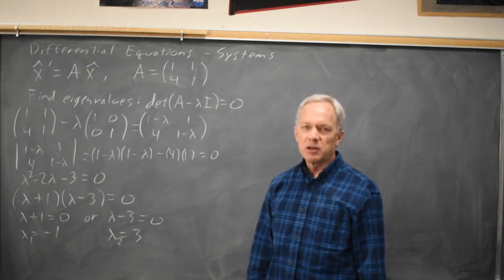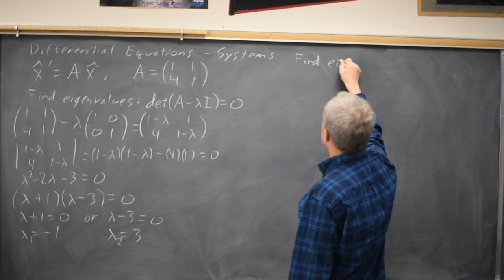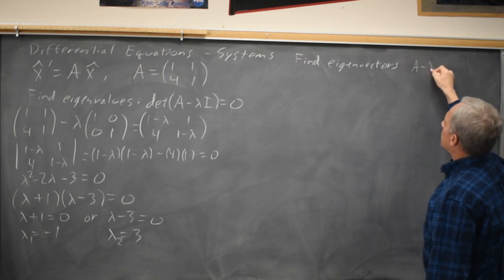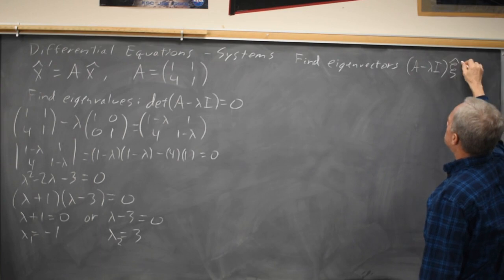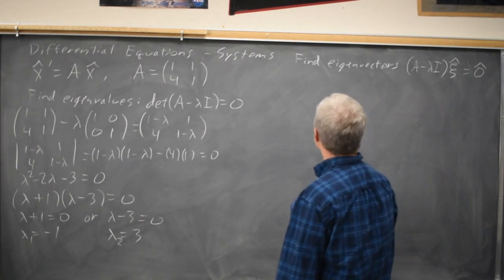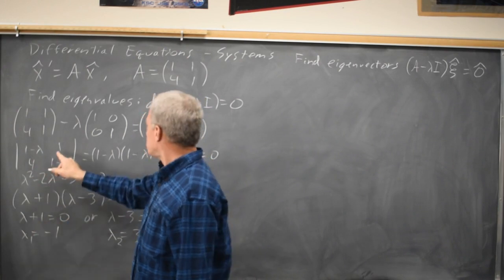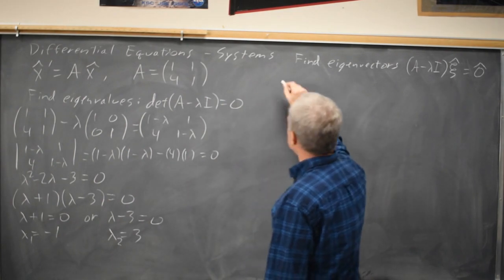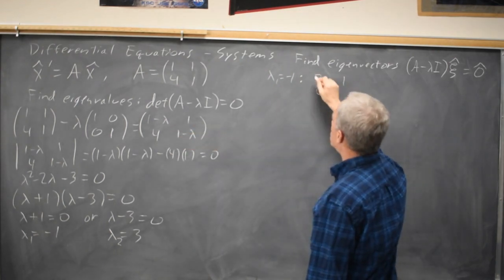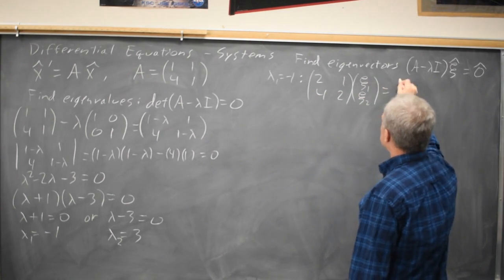Now that I have eigenvalues, I want eigenvectors. To find my eigenvectors, I solve A minus lambda times the identity times, I'm going to call it vector xc, equals the 0 vector, where the vector xc is just using the Greek x for this because of tradition in several textbooks that I like. So A minus lambda I is this matrix, putting lambda 1 equals negative 1. I get 1 minus negative 1 is 2, 1, 4, 1 minus negative 1 is still 2, times xc1, xc2 equals the 0 vector.